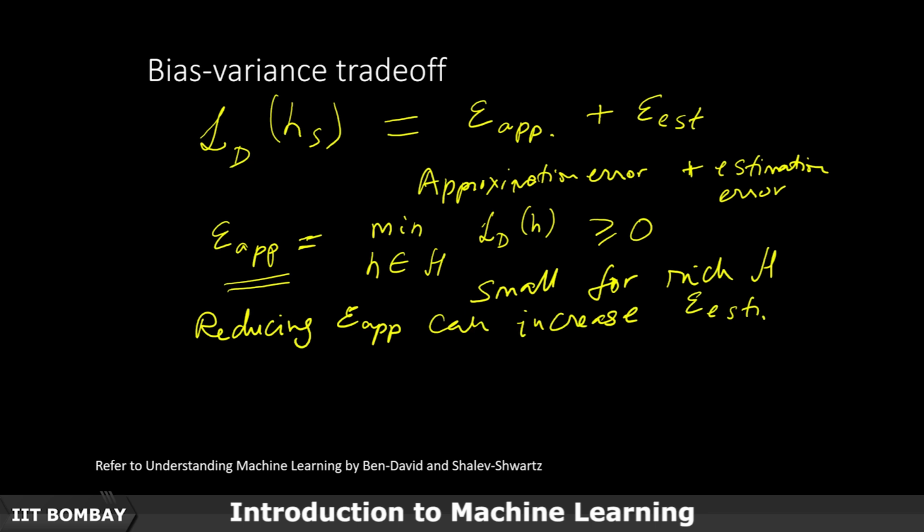Because now we have a very rich classifier, and because the classifier is rich, mod of H is going to be large. If mod of H is large, then for a given training sample, the probability with which we can guarantee that the error is going to be less than epsilon will reduce. Or we will need a large sample size. So this happens because M depends on mod of H.